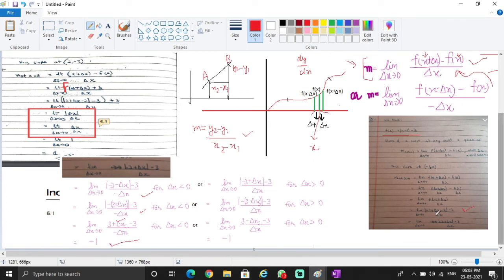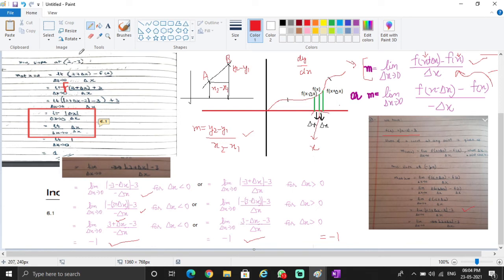And when your delta x is greater than 0, then this is positive here, and this is also positive, just using this one. So when we take minus common, it will come somewhat like this, and then this, and again the slope is minus 1. So the slope is minus 1 from the left-hand side and the right-hand side. That's why we can say the slope of this function at (minus 1, 0) is equal to minus 1.